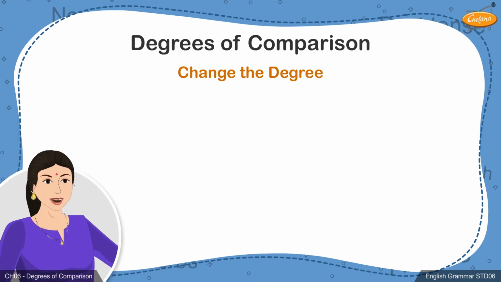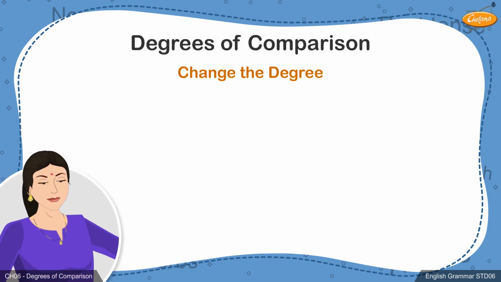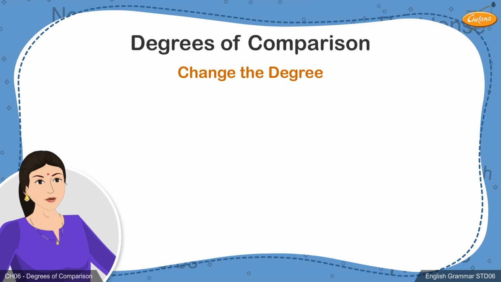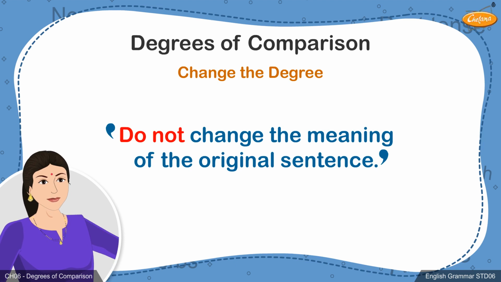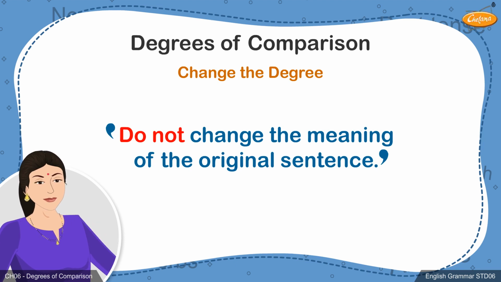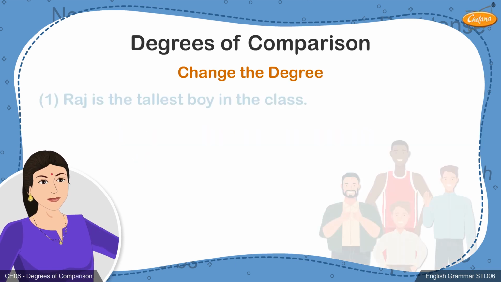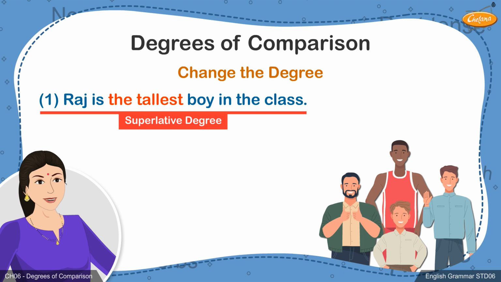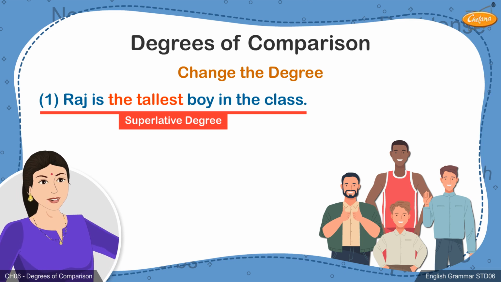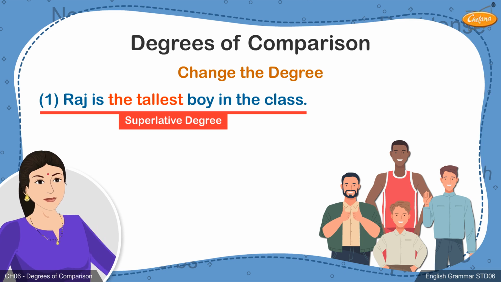let's learn how to change the degree. Students, you must remember that while changing the degree, you must not change the meaning of the original sentence. The first example is, Raj is the tallest boy in the class. As the words the tallest have been used, we know the sentence is in superlative degree. We are comparing Raj's height to the height of all other students in the class.